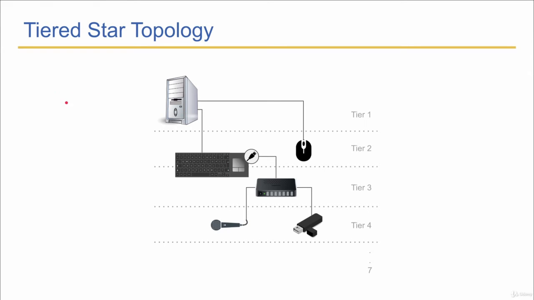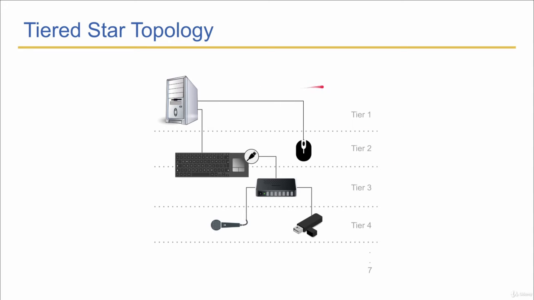Here in this figure, we can see the tiered star topology. The first question is, why is it called star topology when it looks like a tree? Actually, it looks like a star for every single node. From the perspective of this hub, for example, on tier 3, you can see that the connected devices form the shape of a star, like this. This is why this is called a star topology.